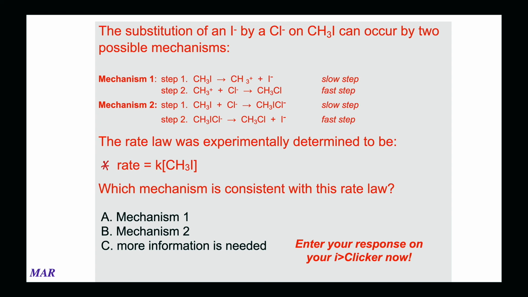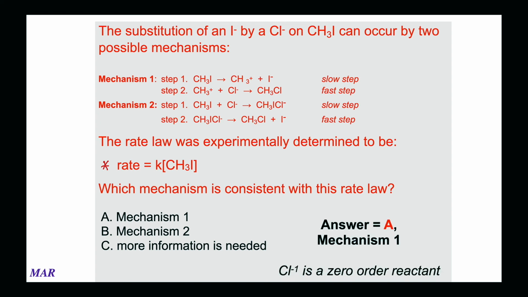And if you look at those mechanisms, mechanism 2 would have methyl iodide and a chloride. So if the rate law would have been first order with chloride instead of zero order, mechanism 2 would have made more sense. But in this problem, no way. Mechanism 1 is the way to go. Methyl iodide is first order, and chloride is by default zero order, which means it's not part of the slow step. Mechanism 1 in the slow step has just a methyl iodide. Mechanism 1 is the one that I would put my money behind. That makes the most sense based on this data.